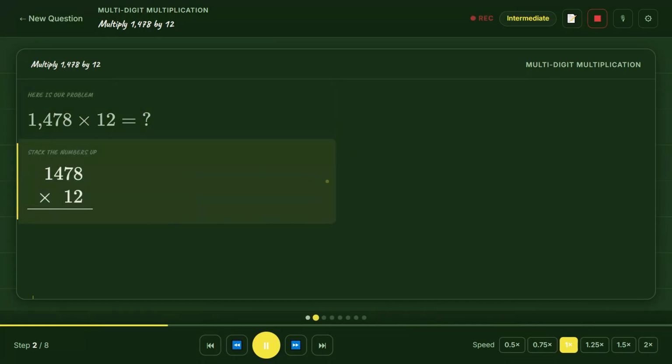First, let's write the numbers on top of each other, like a tower. The big number 1478 goes on top, and 12 goes below it. We will times by the 2 first, then times by the 1.